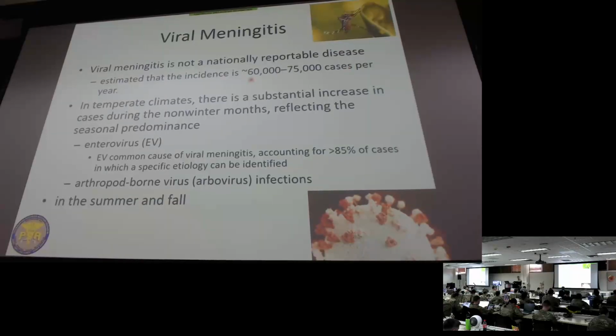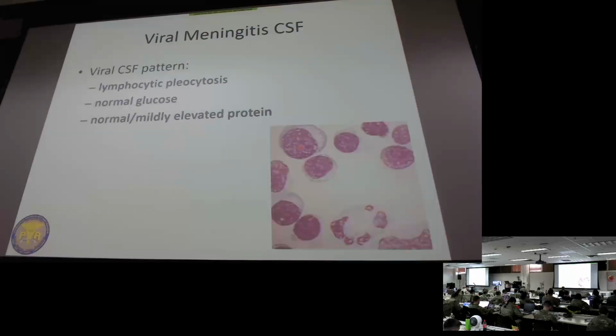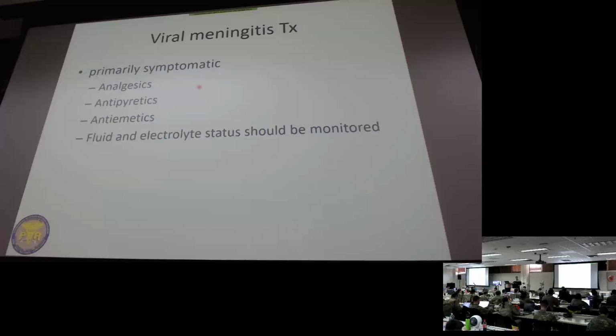So viral meningitis is not really as reportable. It's a little more self-limiting compared to a bacteria. Enterovirus is common. Arthropod virus can cause some issues. It typically happens in summer and fall. We don't really talk about this one as much, but I'm seeing that lymphocytic pleocytosis, meaning there's a lot of lymphocytes in here. I'm thinking something viral is going on when I get a tap like that. And it's primarily symptomatic. I don't have to put them on a ton of antibiotics.